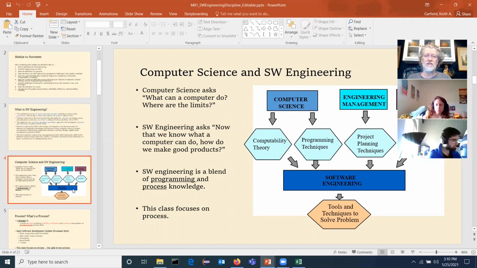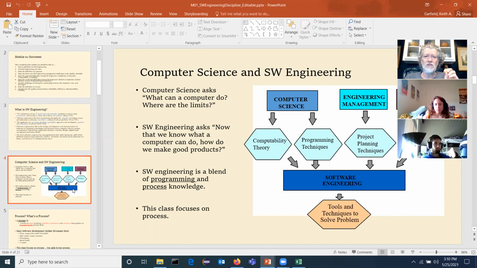And people have been asking this since before we had computers in the way we understand them in the modern sense. And then software engineers say, okay, now we think we know what a computer can do. Now that we know what a computer can do, what can we make with it? What products can we build with it? What can we do with it? So software engineering is asking more about, okay, we know what a computer can do. Now I want to make a product that is focused on the computer.